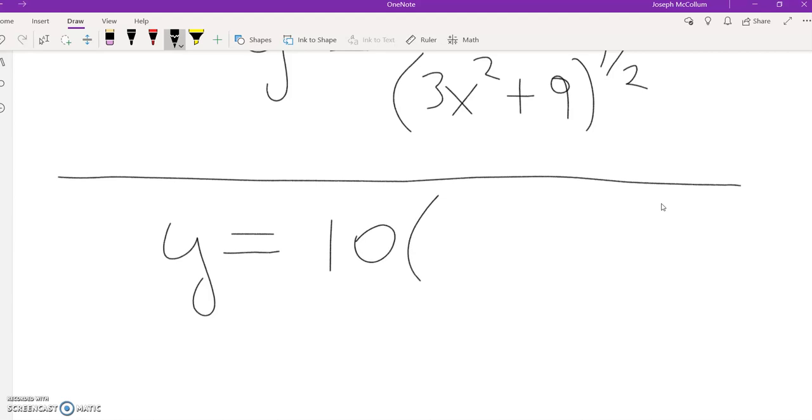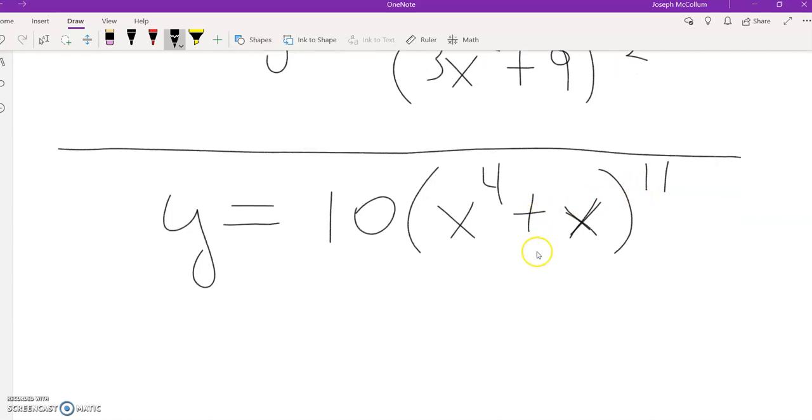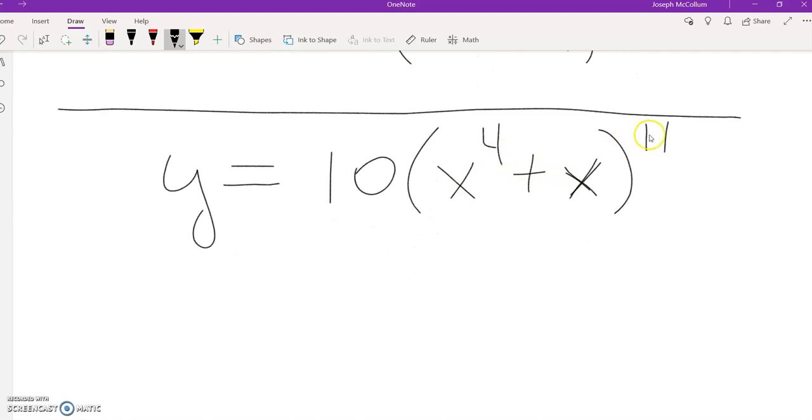If I have 10 parentheses, x to the fourth plus x to the 11th power, I didn't have a rule for this yet. And so now I see a parentheses power. Let me be very clear here. The chain rule is a lot more powerful than what I'm using it for. You could almost call this the generalized power rule because it's more of a function to a power. How do you deal with a function to a power? Well, the chain rule has many, many uses. One of its uses is to deal with what if you have a parentheses to a power.